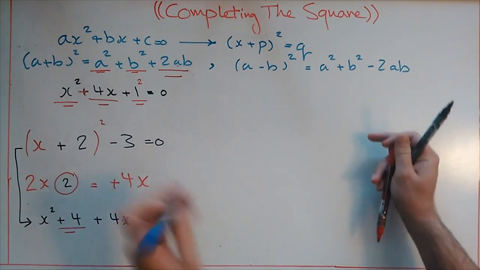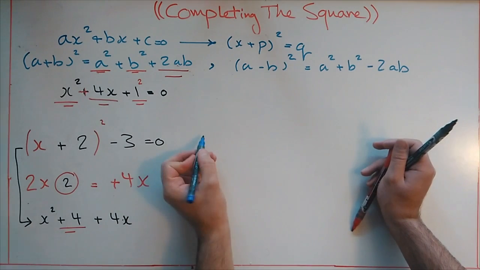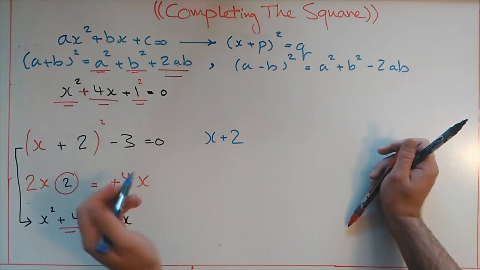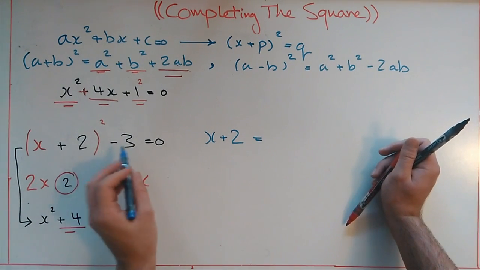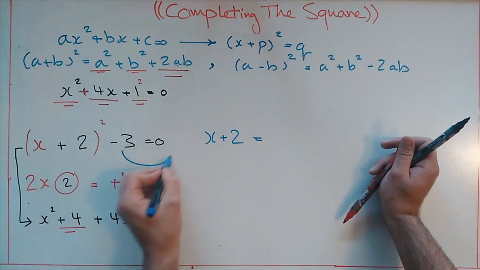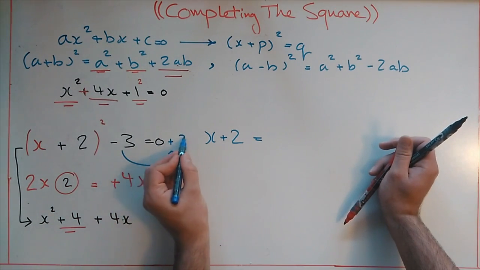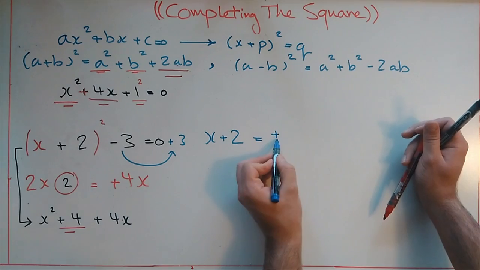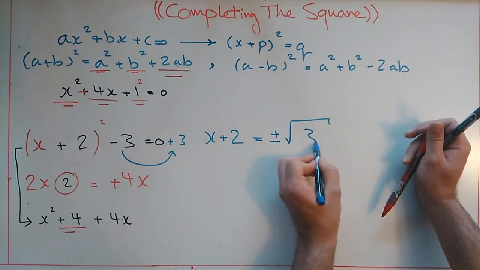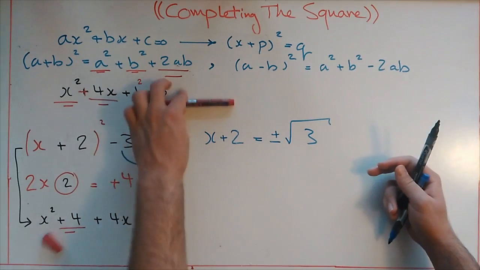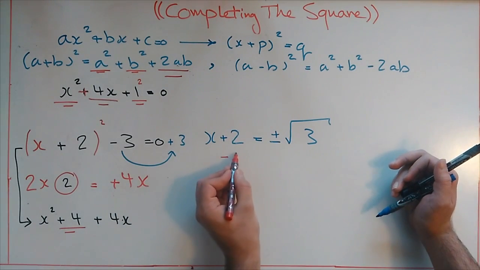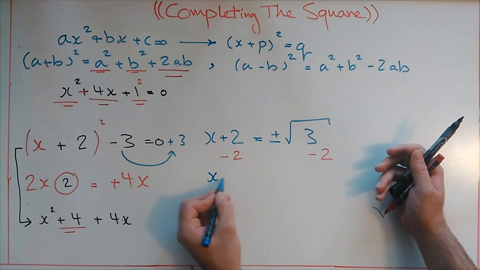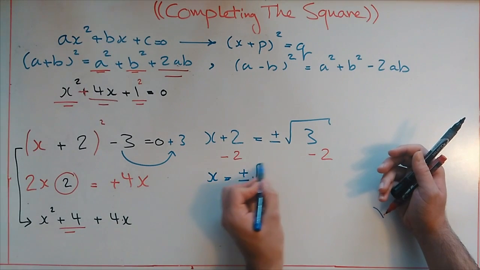So the value under the square equals, so what I need to do is to bring this negative 3 to this side, so it will change to positive 3. So x plus 2 equals positive or negative the square root of 3. Then, oops, sorry. Then I subtract both sides by 2. So my x will equal positive or negative the square root of 3 minus 2.